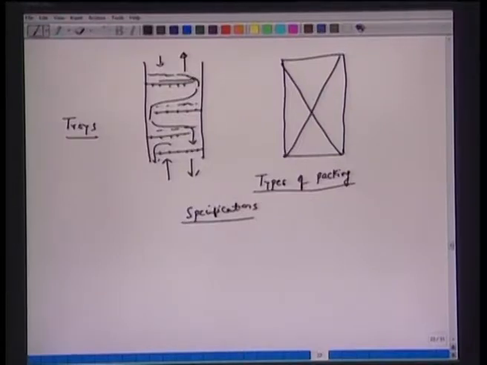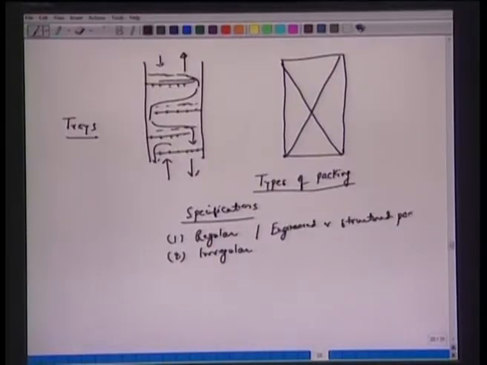For example, the first thing is that there are regular packings, or we can have irregular ones. Regular packings, also sometimes we have very engineered or structured packing. Of course the cost is also involved here. These packings are very expensive, the cost is generally very high.